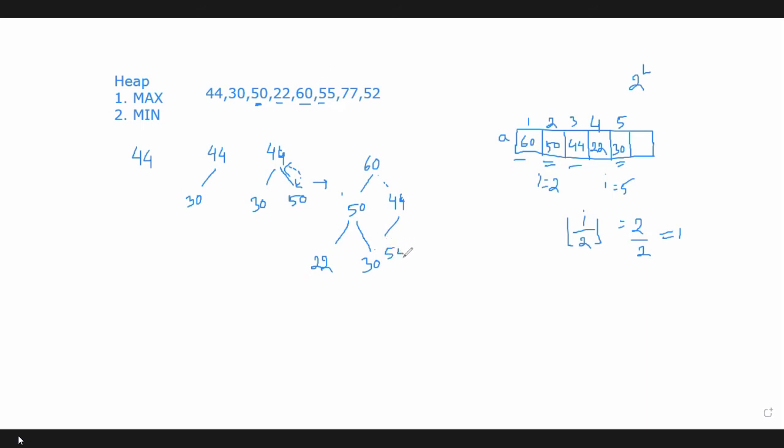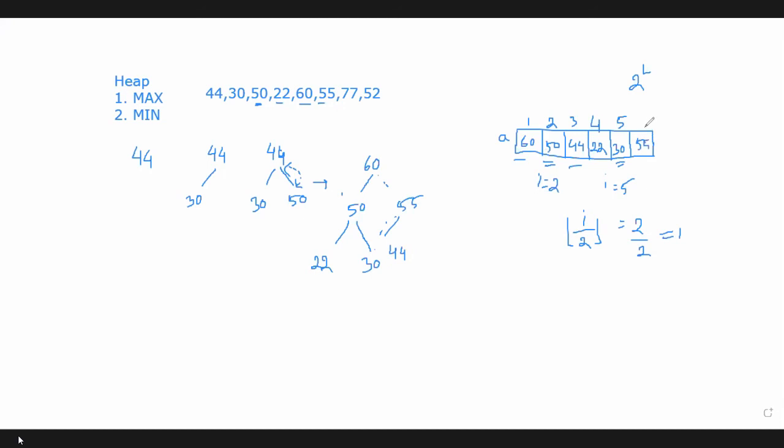Now again compare these two nodes, the left child of 44. The parent node 44 is less than 55. Again change these two nodes. Okay, so here 55 will be added, and now 44 will be the left child of 55. Okay, so here we can add 55.